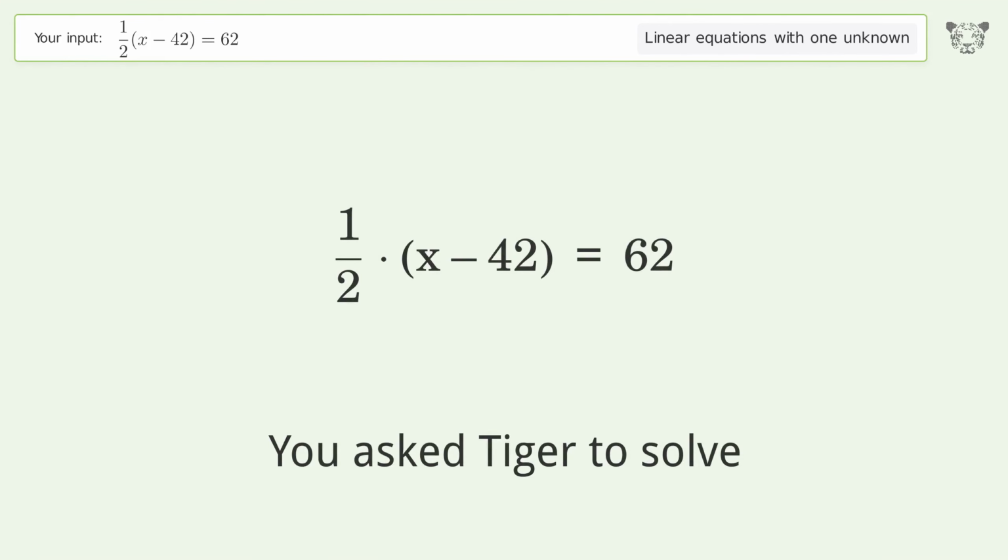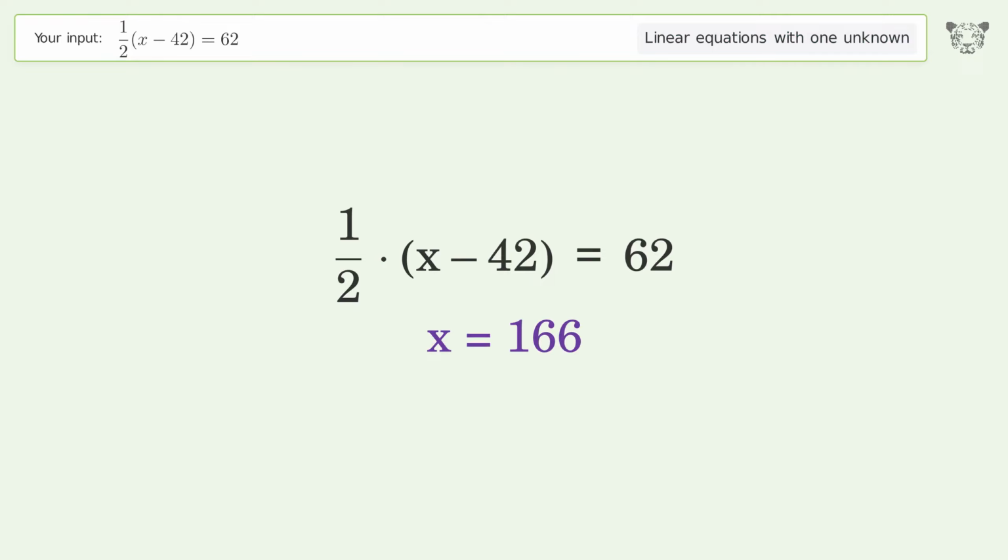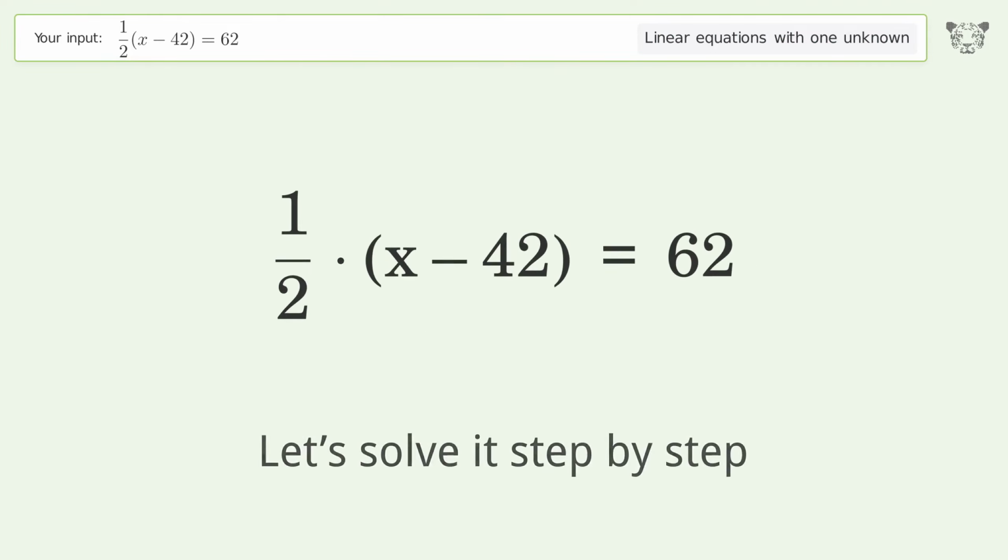You ask Tiger to solve. This deals with linear equations with one unknown. The final result is x equals 166. Let's solve it step by step.